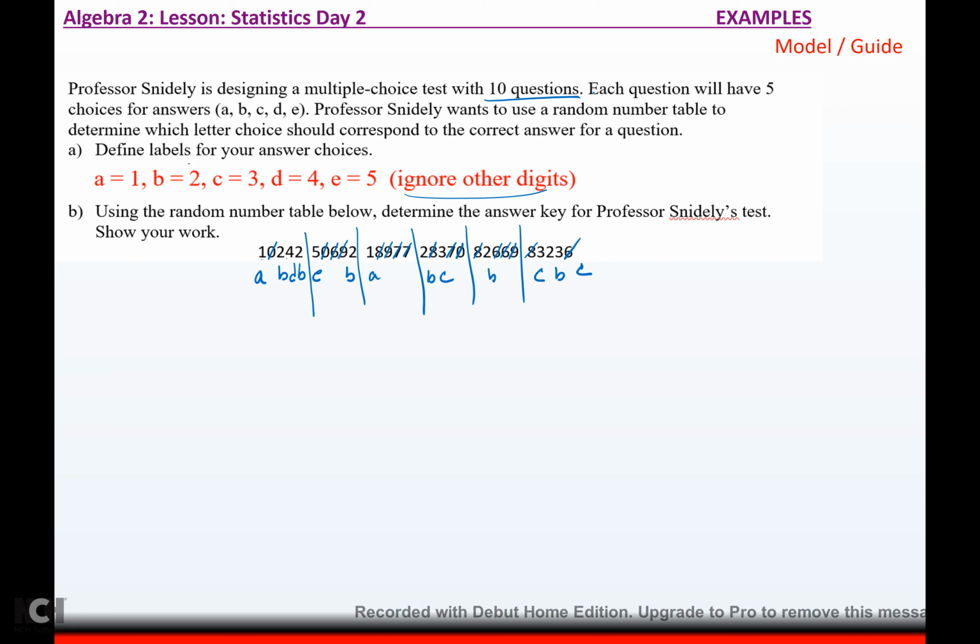Now, I don't need all of those. He only has 10 questions. So 1 should be A. 2 should be B. 3 should be D. 4 should be B. 5 should be E. 6 should be B. 7 should be A. 8 should be B. 9 should be C. And 10 should be B. I didn't need to figure out the rest of those. Okay?